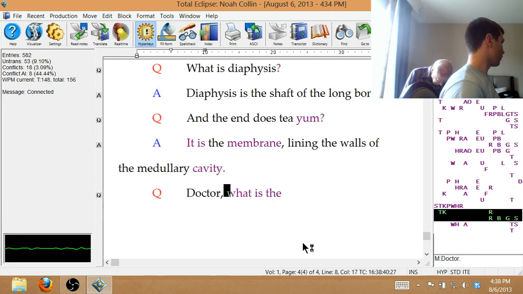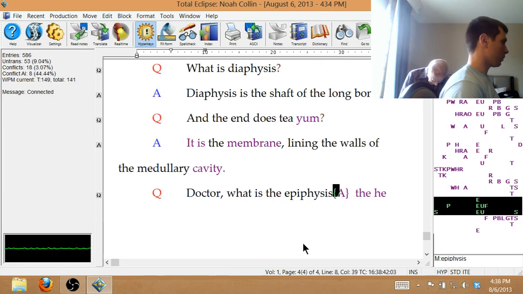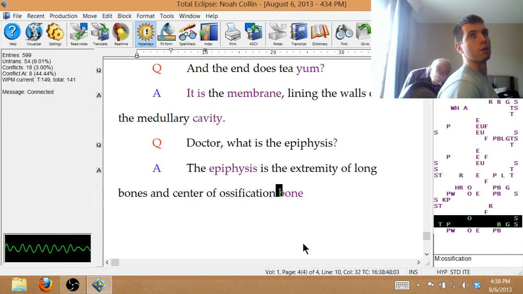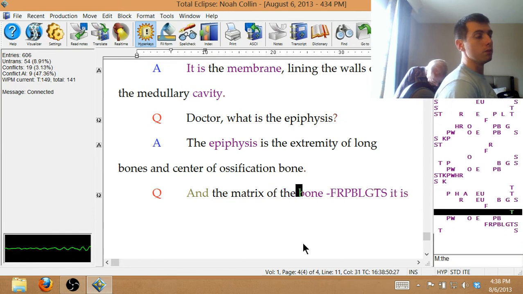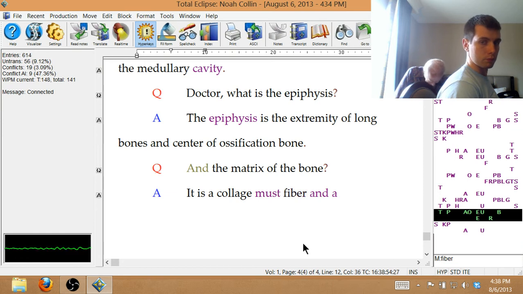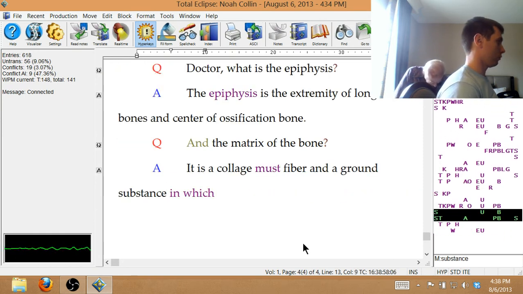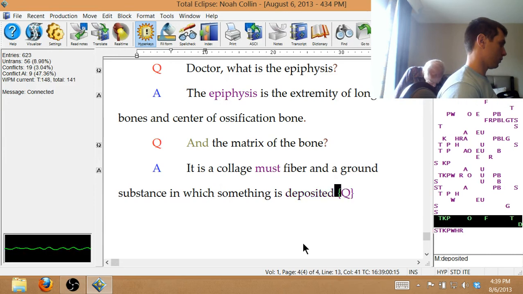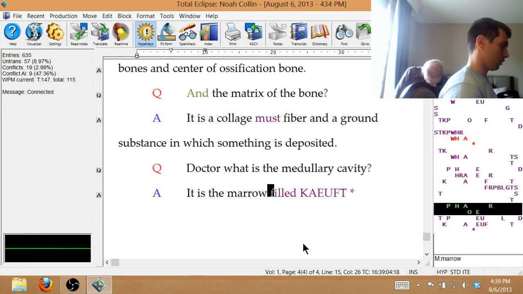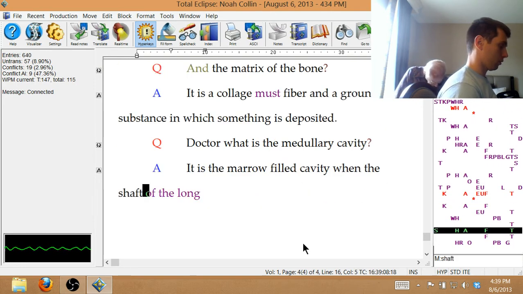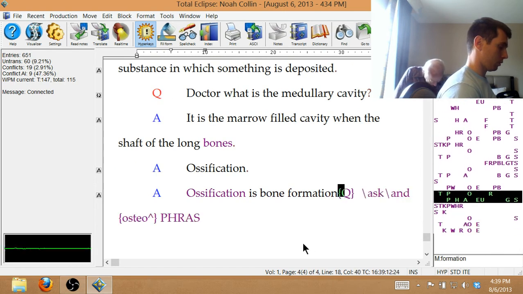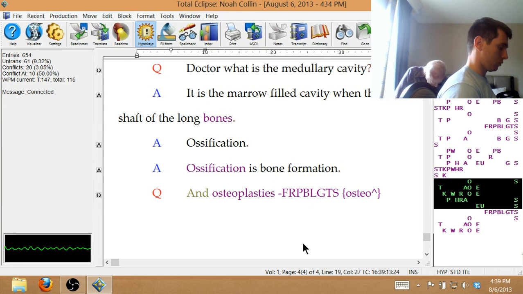Doctor, what is the epiphysis? The epiphysis is the extremity of long bones and center of ossification bone. And the matrix of the bone? It is a collagenous fiber and a ground substance in which calcium is deposited. Doctor, what is the medullary cavity? The medullary cavity is the marrow-filled cavity within the shaft of the long bones. And ossification? Ossification is bone formation. And osteoblasts? Osteoblasts are bone-forming cells.